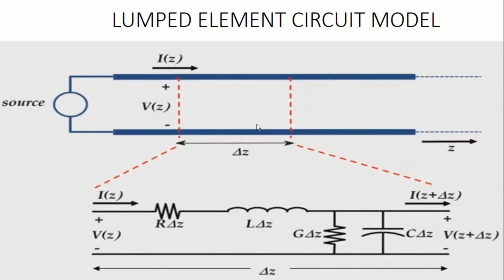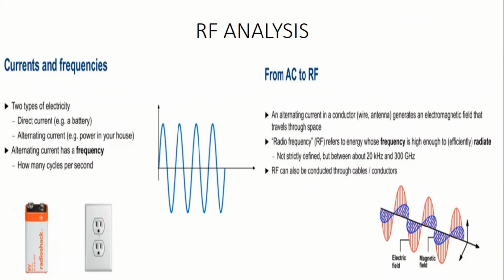So for a lumped element circuit model of a transmission line, this is the sending end, this is the receiving end, there is a voltage, there is a current. So V of z and I of z: how do we define them in terms of R, L, C and G? This is the basic equivalent circuit of the lumped element. The circuit model has been modified from circuit theory into field theory and transmission line theory. So this is how transmission lines are applied.